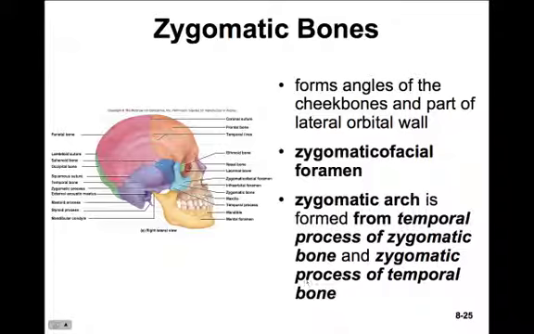The zygomatic bones are pictured in light blue here. We're going to see in the zygomatic bone the zygomaticofacial foramen. The zygomatic bone also forms part of the zygomatic arch. The other portion's formed by part of the temporal bone. So we call this the temporal process of the zygomatic bone. And then this purple portion of the zygomatic arch is the zygomatic process of the temporal bone, because they're each reaching towards each other.